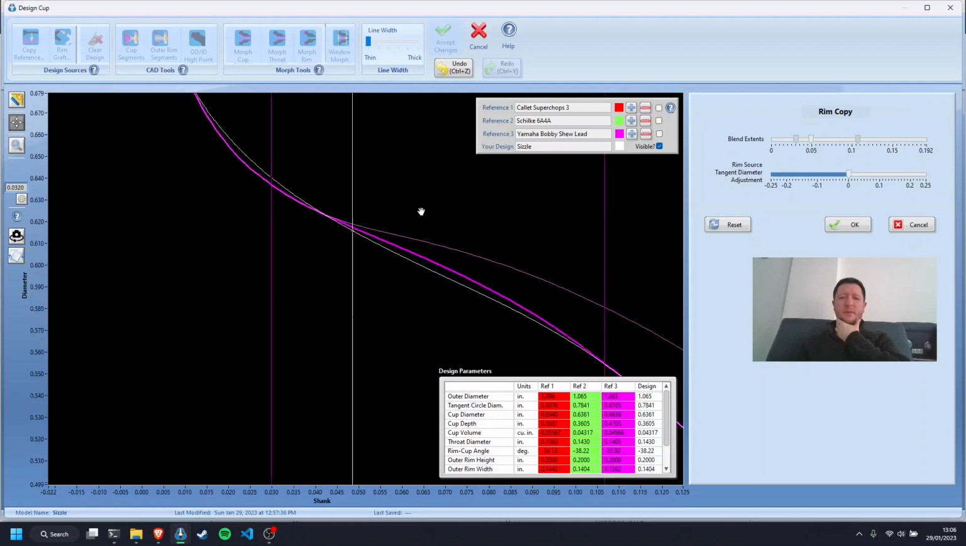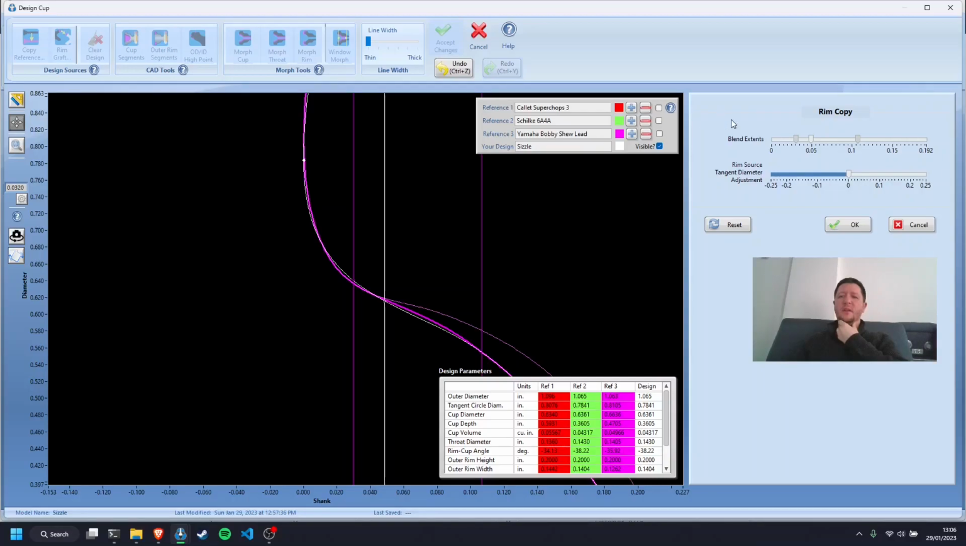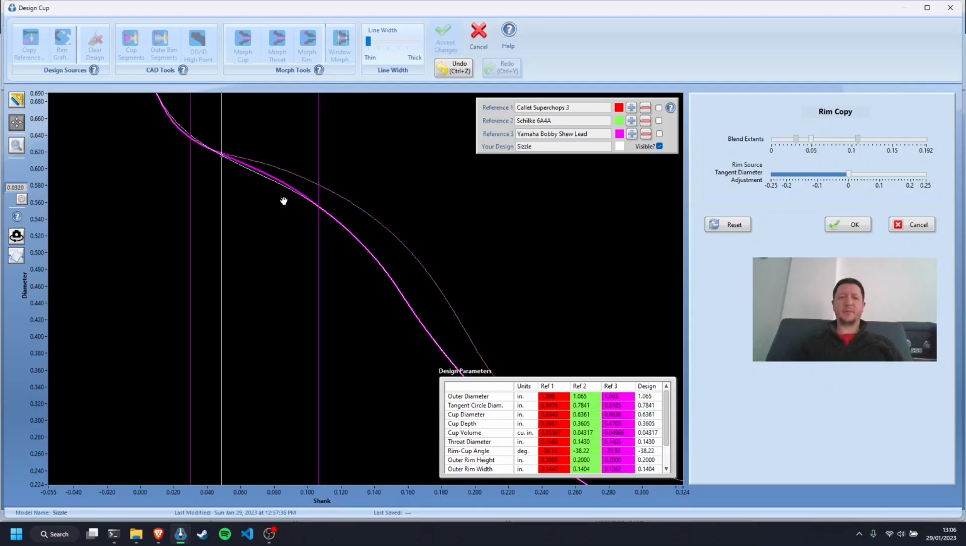Although I'm sort of skimming through this, basically what I'm trying to do is decide how deep into the cup I want to maintain the shape of the Callet rim. If I make that deeper, then it's going to feel more like the Callet and less like the Schilke. But the interesting thing is that obviously I'm affecting the cup volume and the cup shape by doing this.